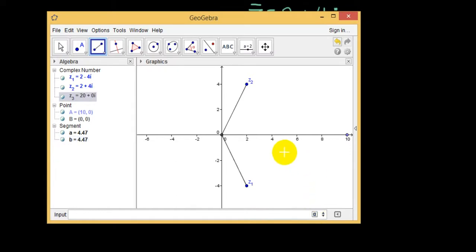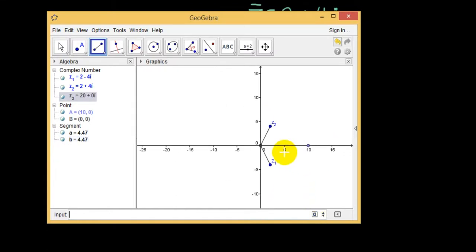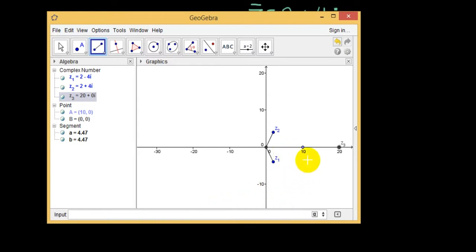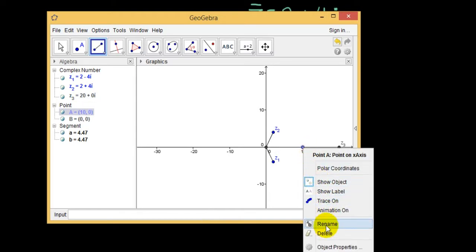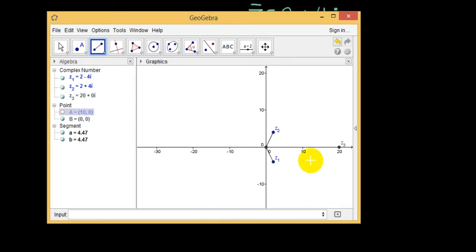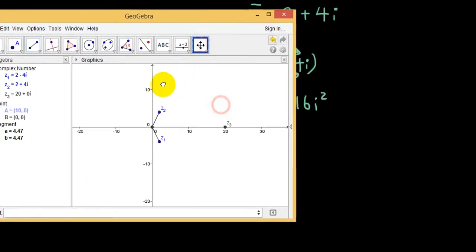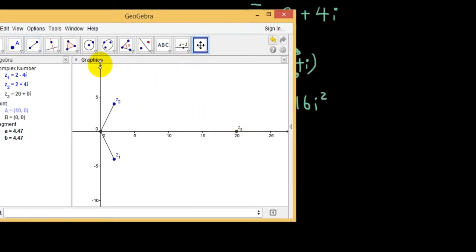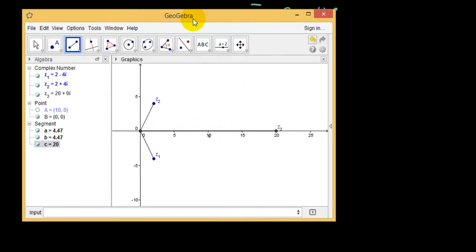what happens is I get Z3, which is all the way over here. Ignore this dot here for the moment. Actually, I'm just going to hide that dot so we don't get confused. So we have Z1, Z2, and Z3, and if you have a look at the magnitude of Z3, the magnitude of Z3 is 20. Okay, so if you type in the calculator 4.47 times 4.47, you should get 20.